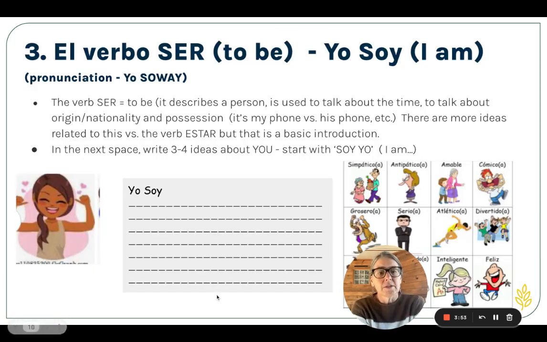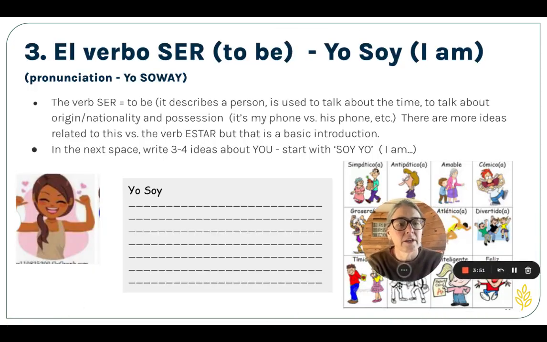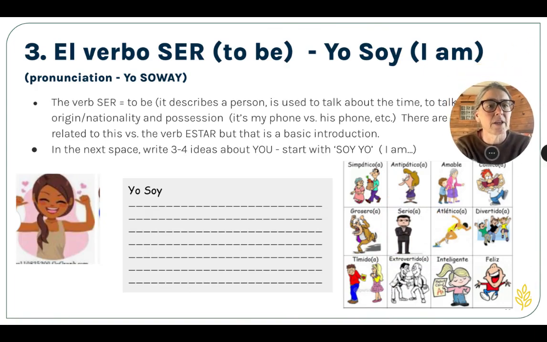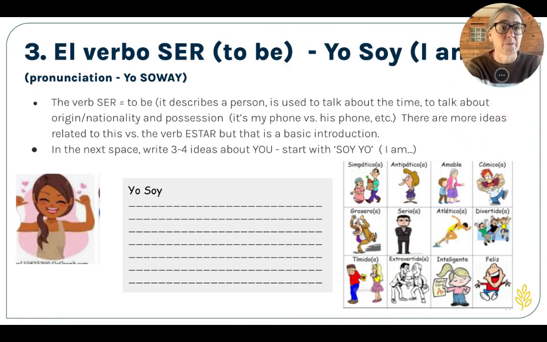So the verb ser means to be, right? This is where we get the word I am from. Yo soy means I am. So the pronunciation of soy is right here, soy, right? So it's like soy milk or whatever, soy milk. So anyway, but it's not milk, it's I am. So yo means I, soy is am.